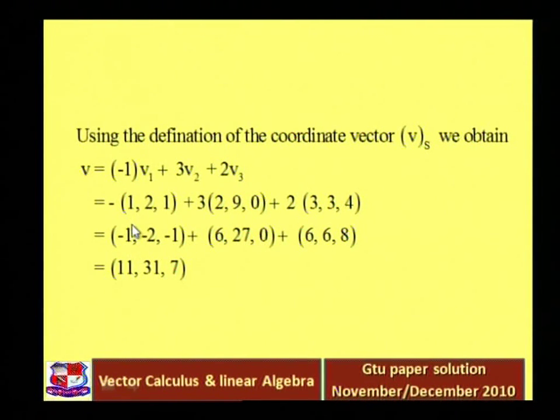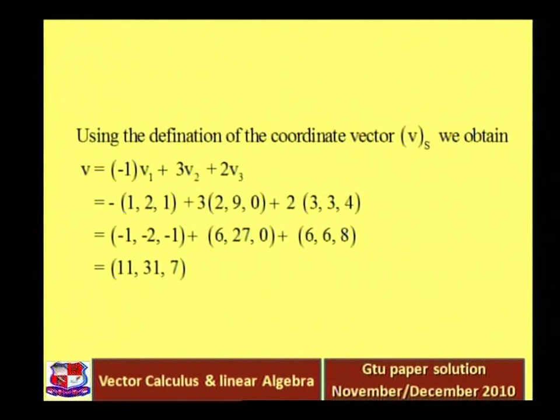that is equal to minus 1 minus 2 minus 1 plus 6 27 0 plus 6 6 8, and then you can see 6 plus 6 12 minus 1 11, then 27 plus 6 33 minus 2 31, and then this is minus 1 plus 8 7. So 11 31 7 is the last answer.